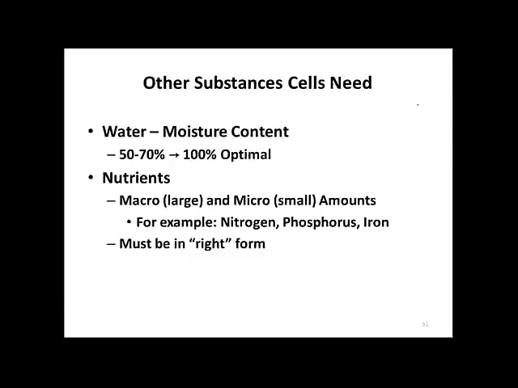If there's too much, it's toxic, but they need tiny amounts, and what they usually need them for is that those metals are oftentimes the heart of the enzymes. So anyway, they need those, and everything has to be in just the right form for them to use. So it can be quite complex, but basically they need nutrients, and they need water.